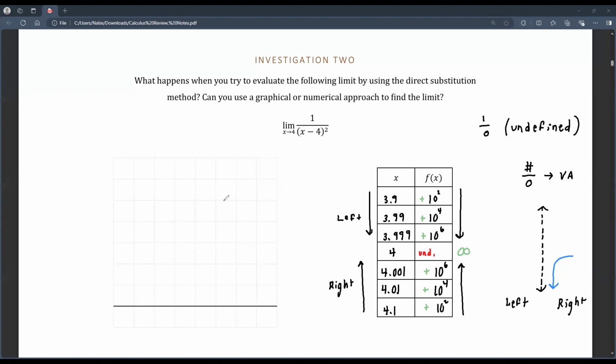The graph of this function would show a vertical asymptote at x equals 4, with the path of the function headed upward on both sides of the asymptote. The limit exists because the left and right-hand sides go to the same place. This limit should be reported as going to infinity.